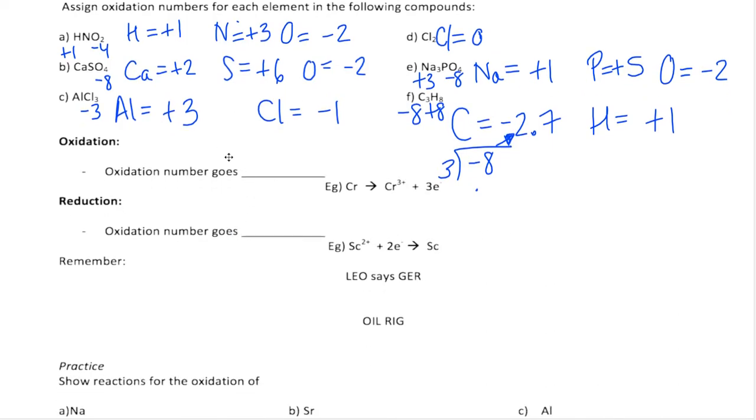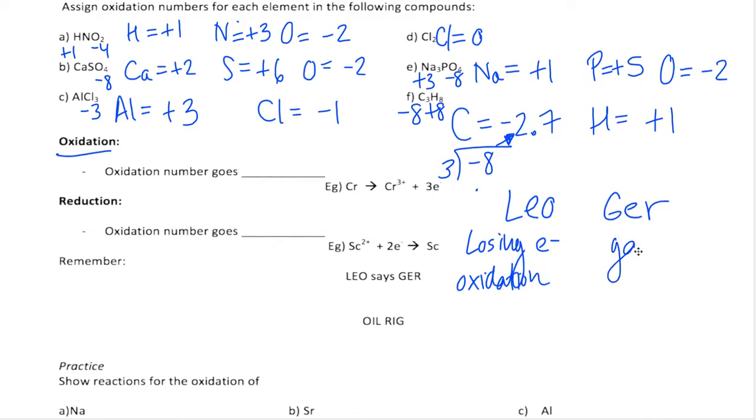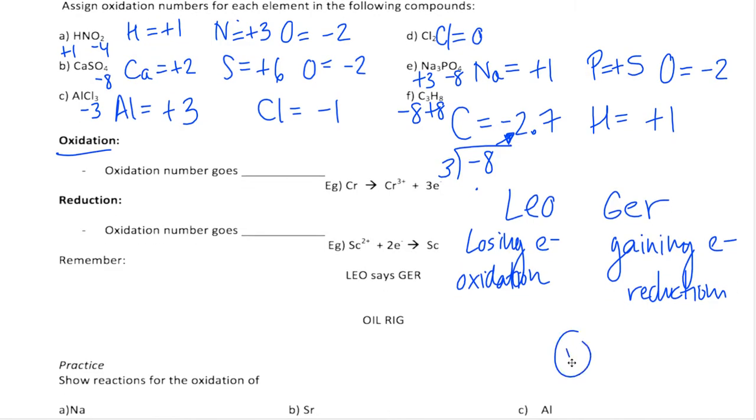Okay, the oxidation number goes Cr to Cr3+, loses 3 electrons. So here we have Leo the lion says grr. So losing electrons is oxidation. Gaining electrons is reduction. Okay, so you can look at your lion here. This is Leo, he's a lion. Right? And Leo the lion says grr, and that will help you memorize your oxidation rules.